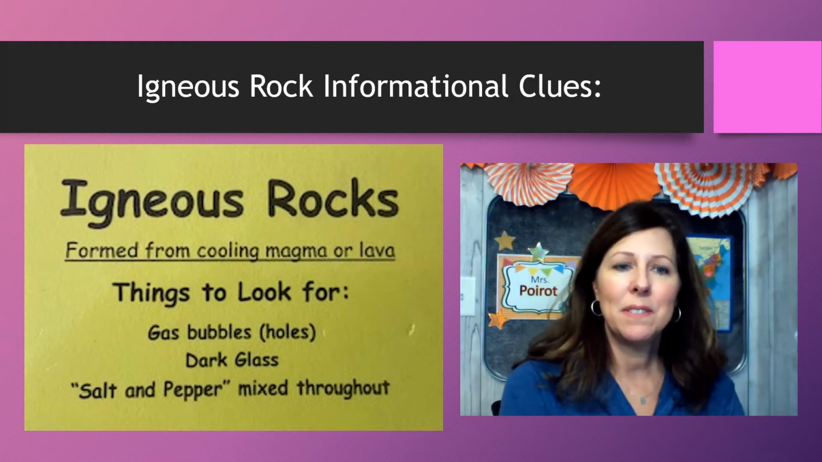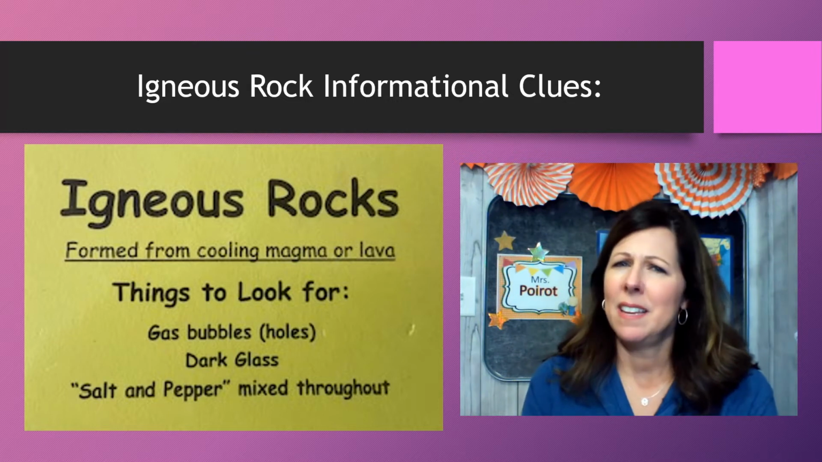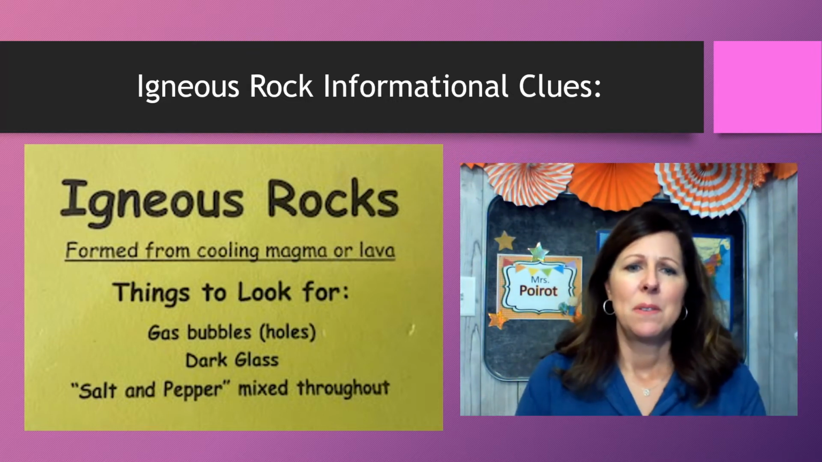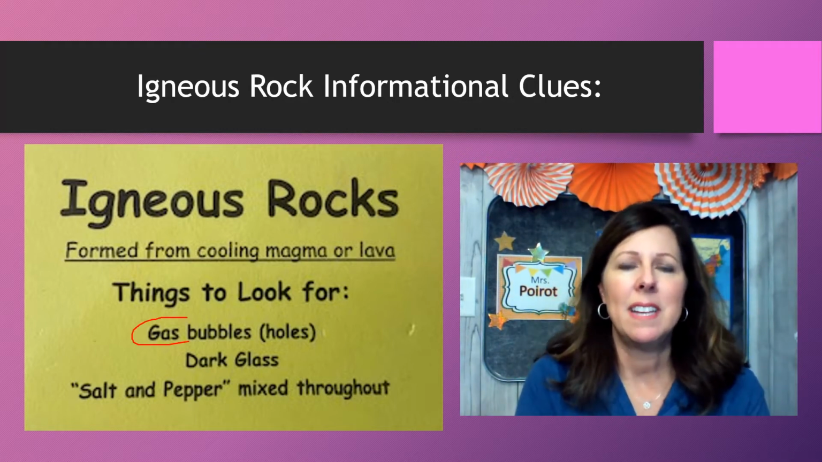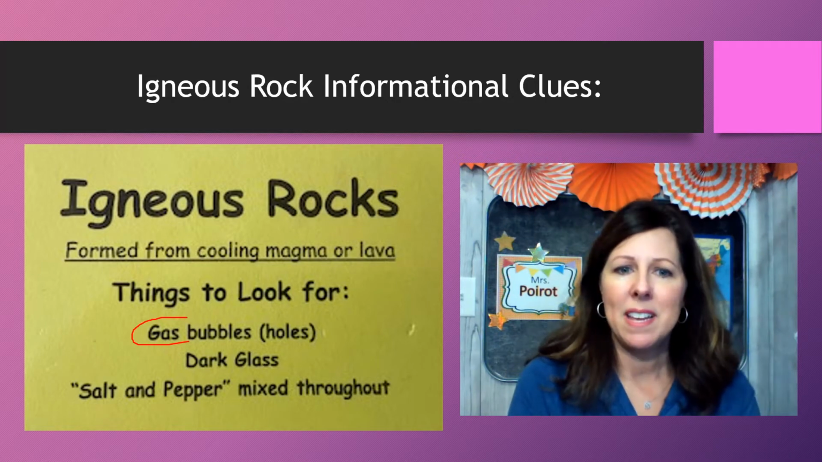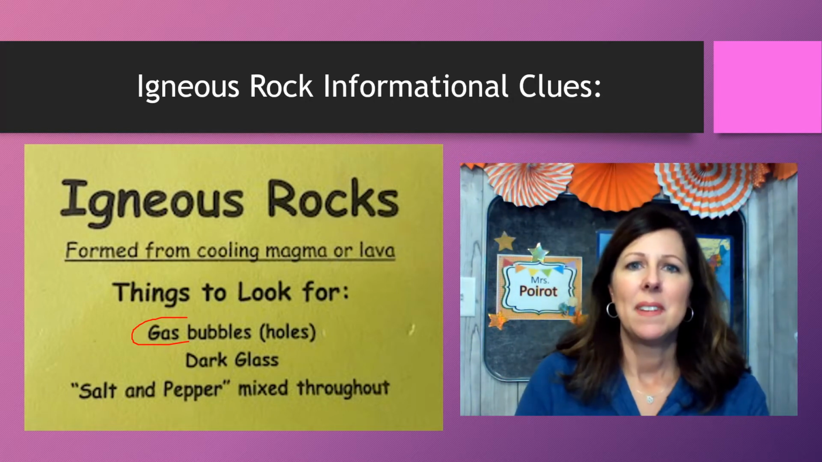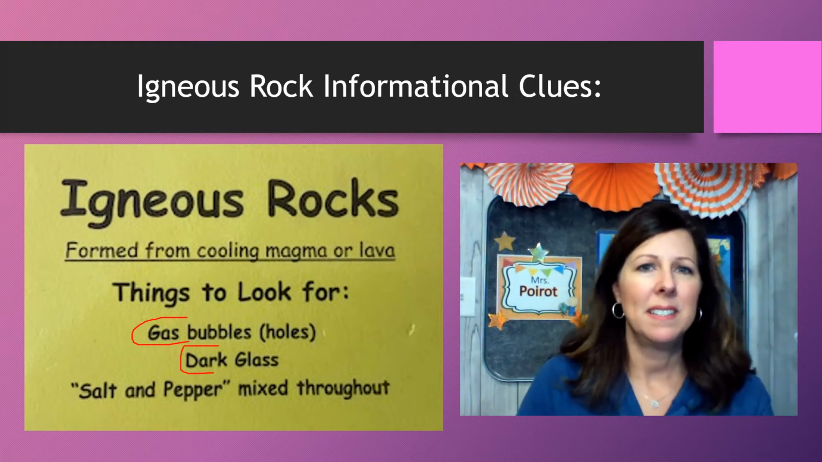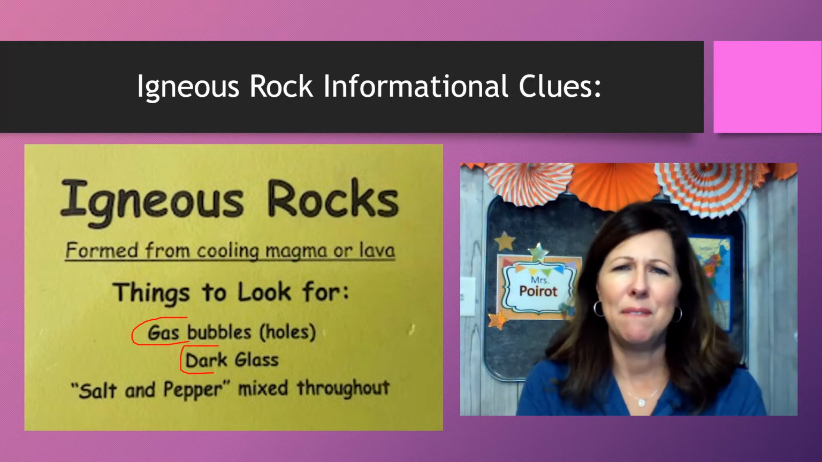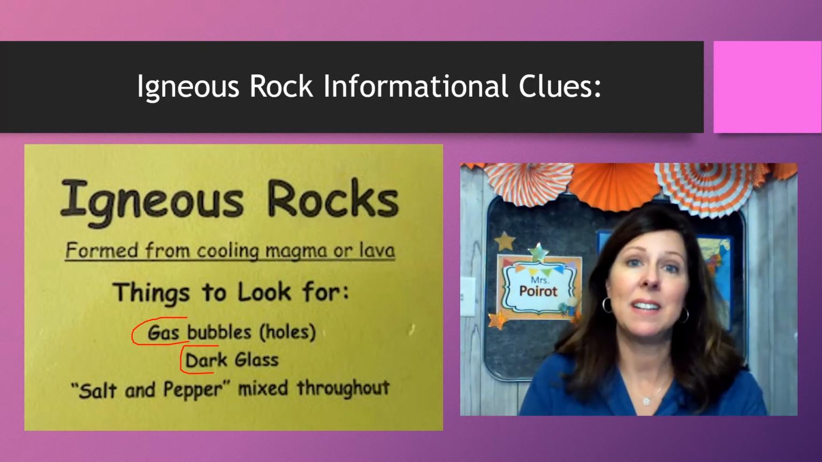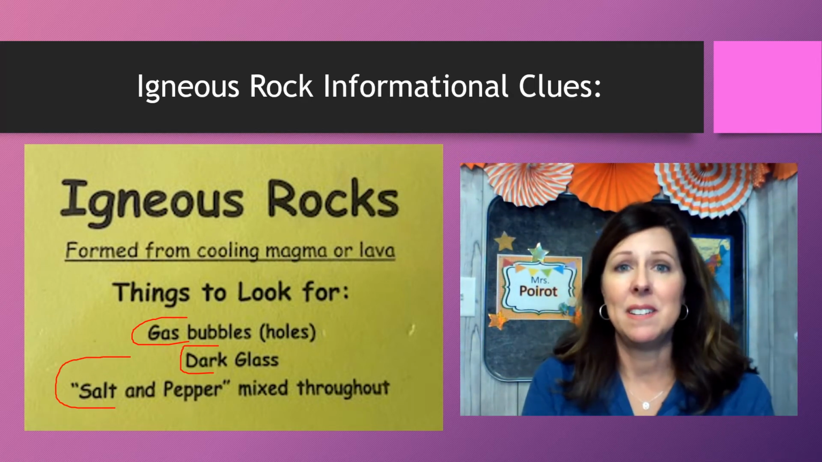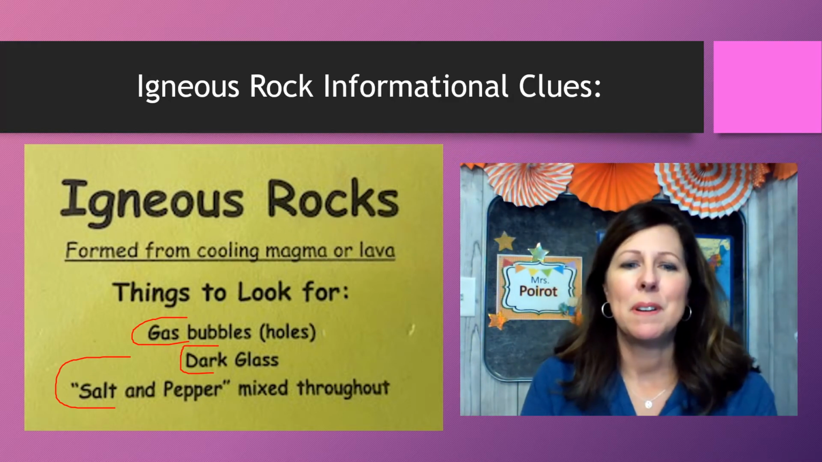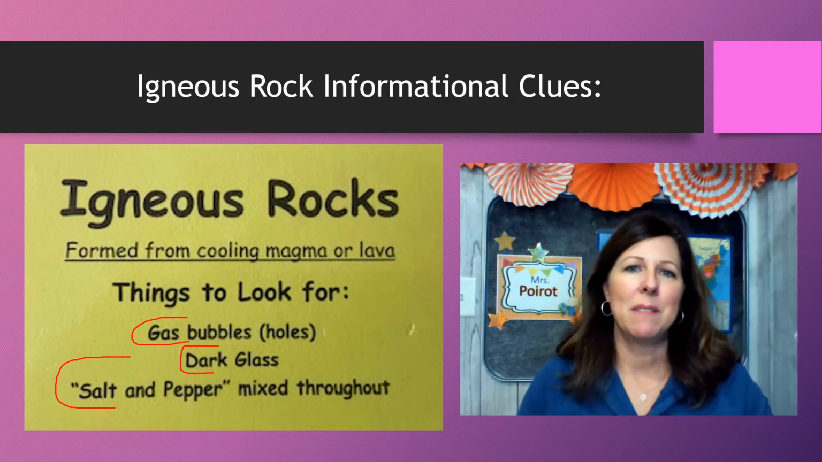Some things that we want to look for when we're deciding if our rock is igneous are gas bubbles. Remember when we looked at the rock that I said was from Hawaii and it had lots of holes in it? That would definitely be an igneous rock. Another thing to look for is something that looks like a dark piece of glass, very shiny and slippery. And another famous characteristic of an igneous rock is that it's salt and pepper, mixed throughout, lots of black and whites.